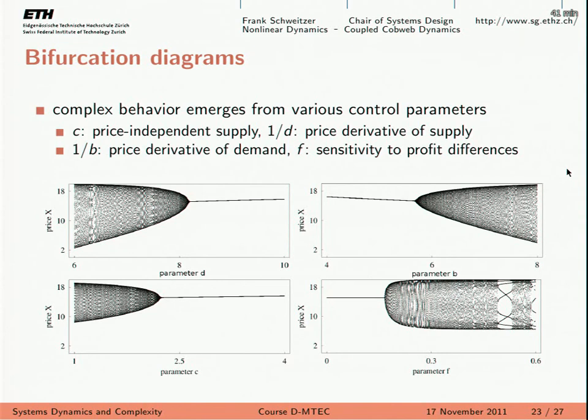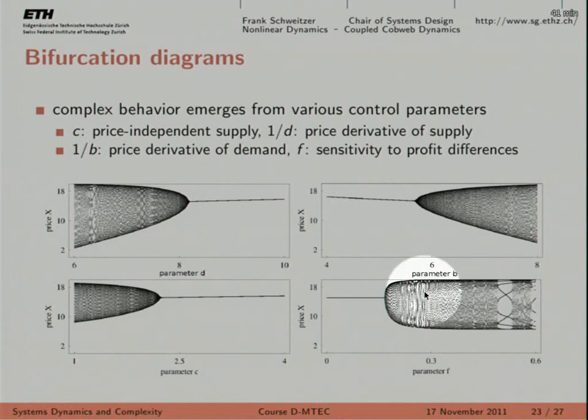Okay? But as soon as the sensitivity increases past this bifurcation point, the price in market X becomes really chaotic. It starts to behave in a chaotic way. And then you can see the typical stuff that you expect: chaos, windows in the chaos.